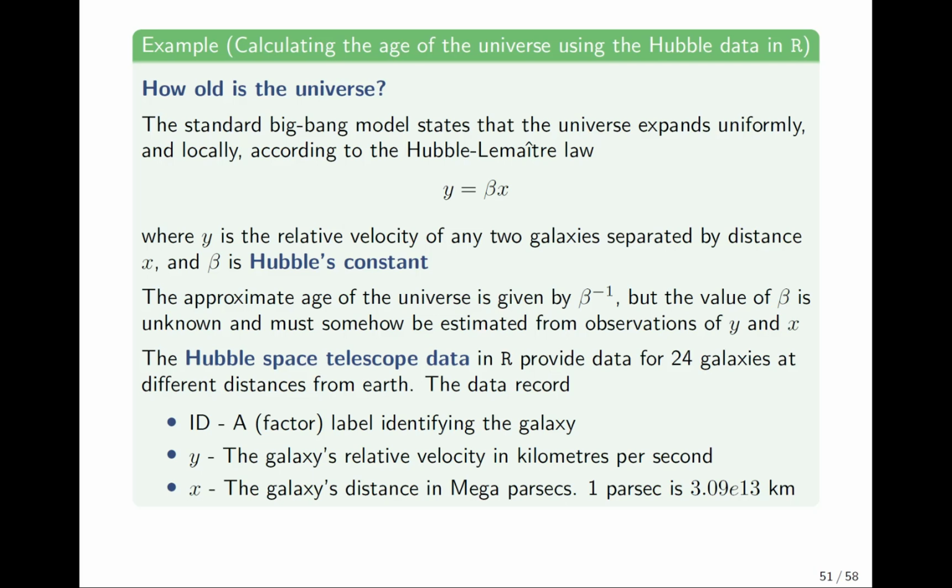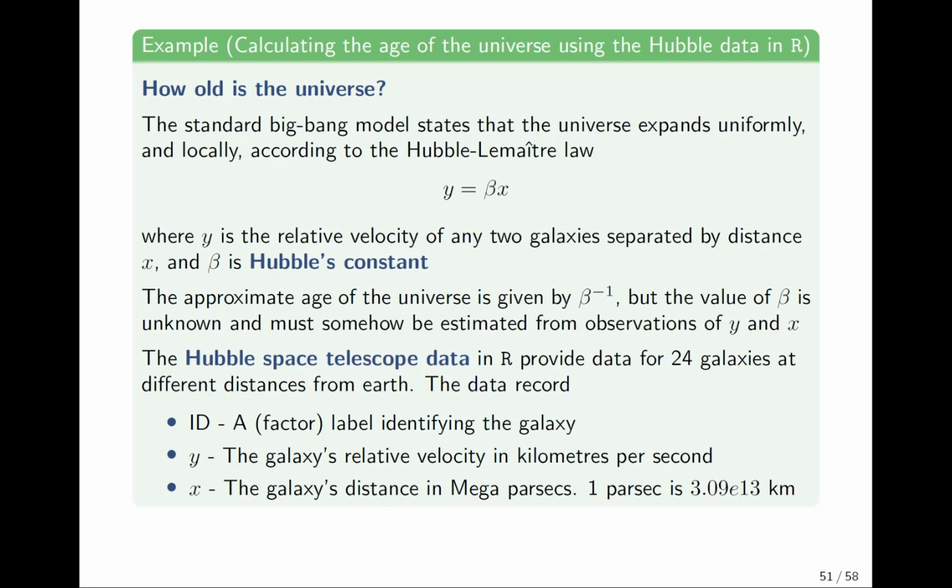So our question is, how old is the universe? And the standard Big Bang model states that the universe expands uniformly and locally according to a law known as the Hubble-Lemaitre law. And it's given by this equation here, where y is the relative velocity of any two galaxies separated by distance x, and beta is known as the Hubble constant.